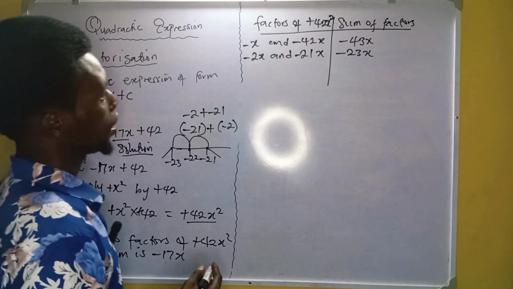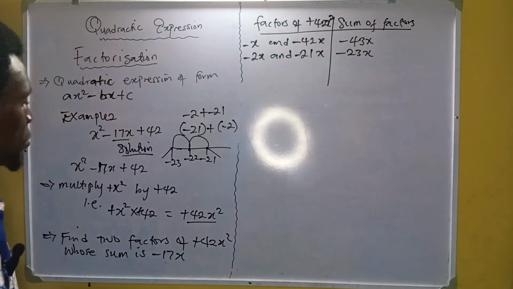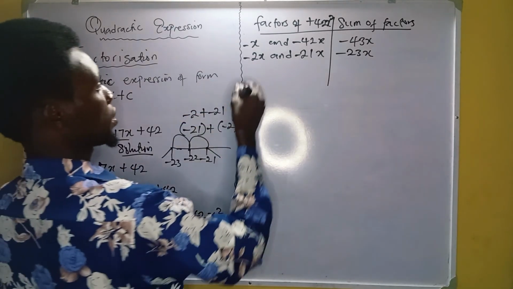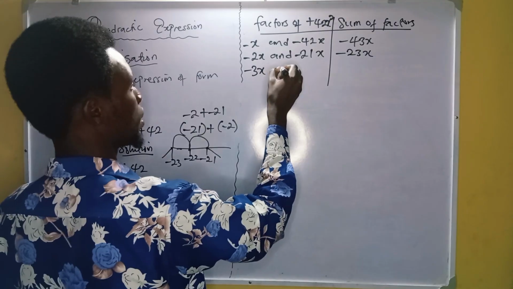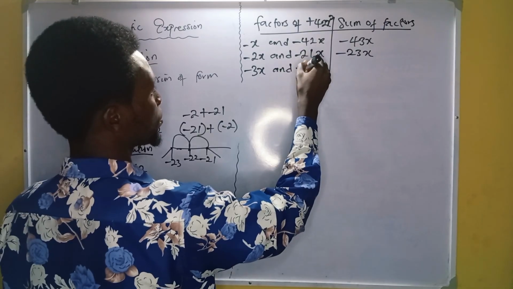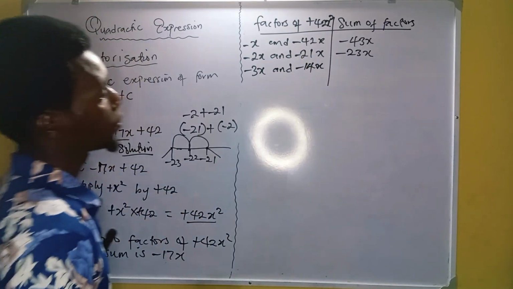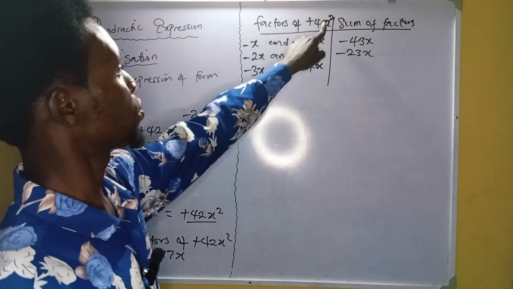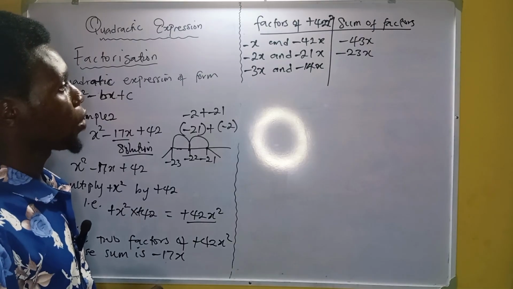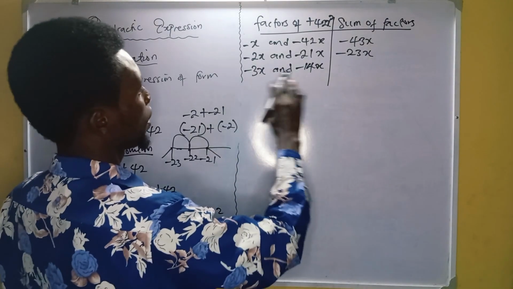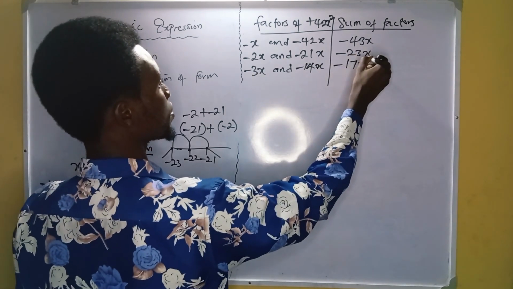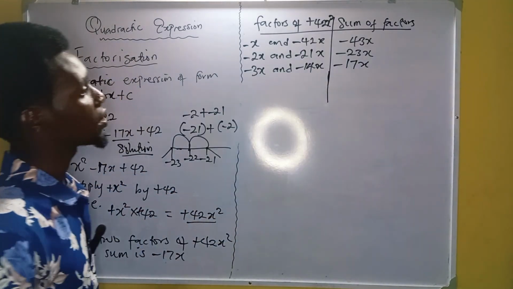The next one, let's try. Remember what we are looking for: the factors whose sum will be minus 17x. We have not gotten it yet. Let's see, we have 3x and 14x. Is it true? Yes, 3 and 14. So what are we going to do? Let's add them together: 3x plus 14x is 17x. The sum will be minus 17x.